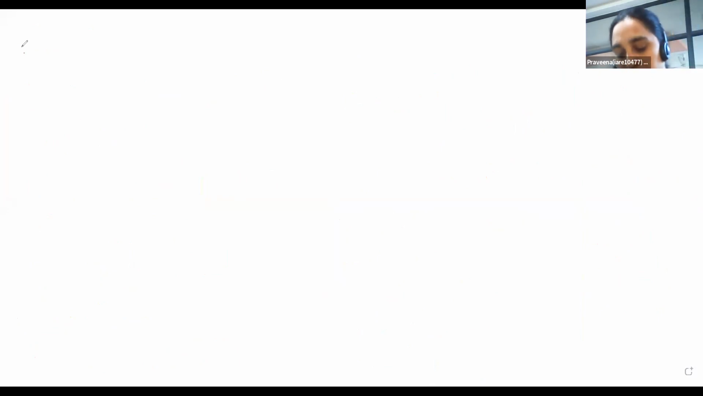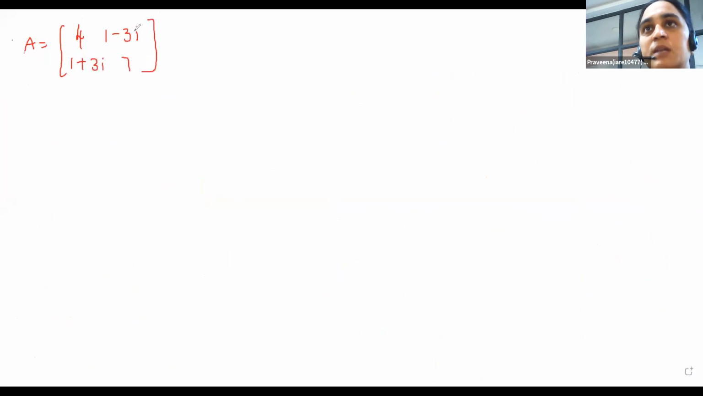Okay, write down one more question. Write down. Find the eigenvalues and eigenvectors of the matrix A is equal to 4, 1 minus 3i, 1 plus 3i, 7. 4, 1 minus 3i, 1 plus 3i and 7. Try to solve this.